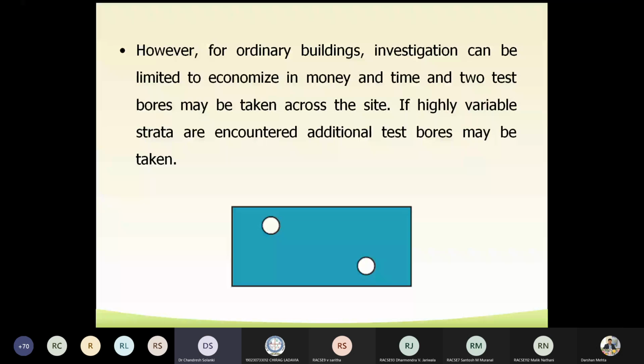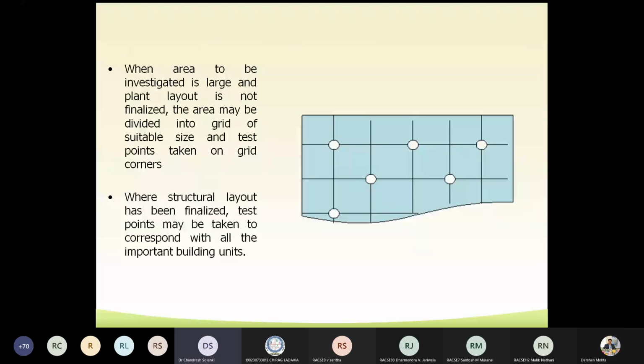When the area to be investigated is large and the plant layout is not finalized, the area may be divided into a grid of suitable size and test points taken on the grid corners. Whenever you have an irregular area, you need to put it into grid form. You select the important points and go for the boring exactly below that particular point.